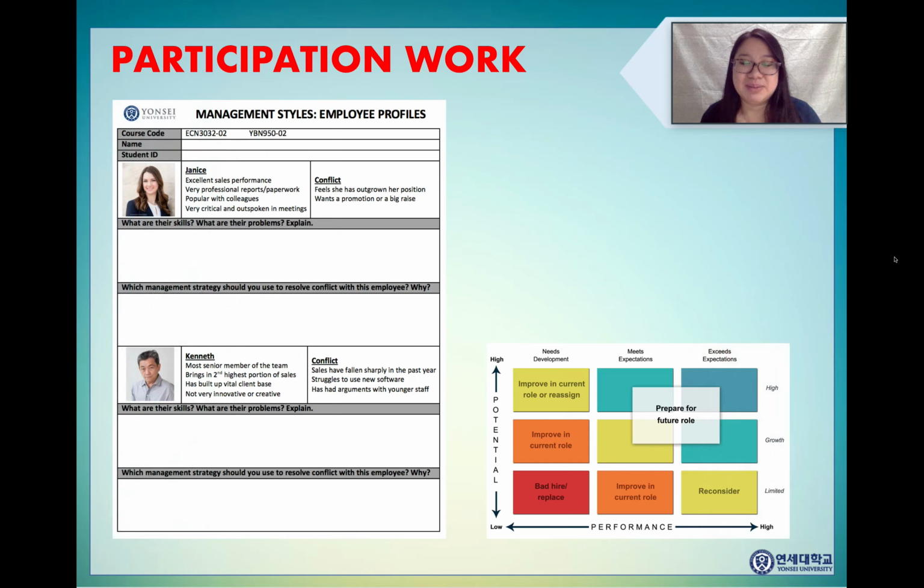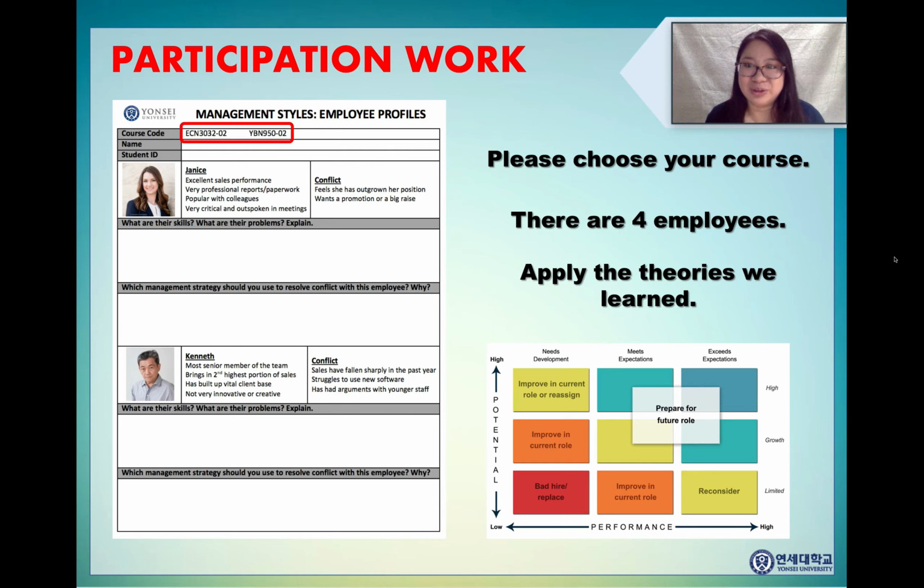You'll see the document on YSEC and it looks like this. First, of course, choose your course and then read each employee's profile. There are 4 different employees. Then you're going to apply the theories that we learned, and you can use these charts to decide how you will manage this particular employee. Then at the end, tell me who you want on your team. Maybe you'll keep all of them. Maybe you'll fire everyone. It's up to you. You're the manager.